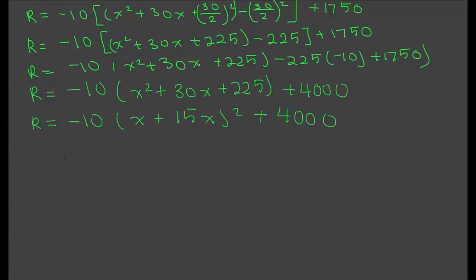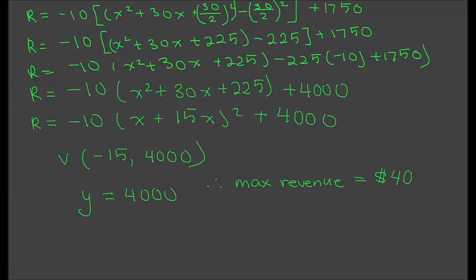The original question was, what is the maximum revenue Rob Cantor can make? The maximum is y, and the y value in this question is the part that is not in brackets, which is 4,000. Therefore, the maximum revenue that can be made is $4,000.